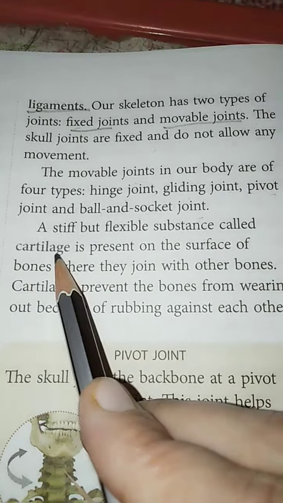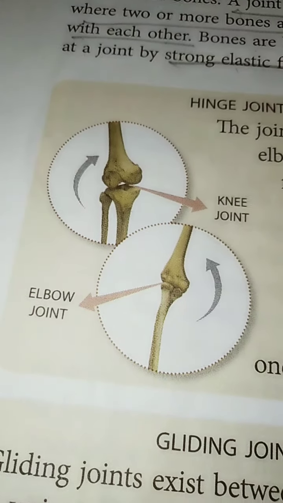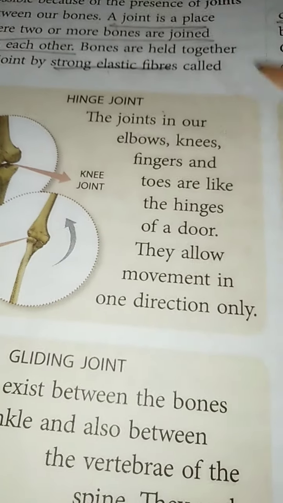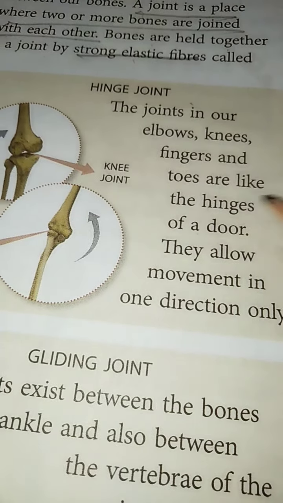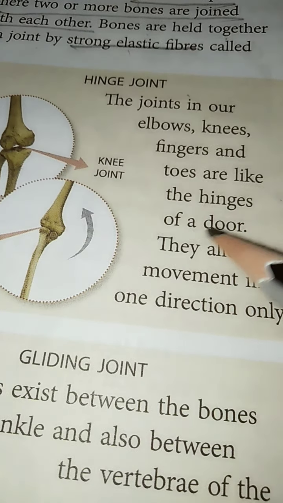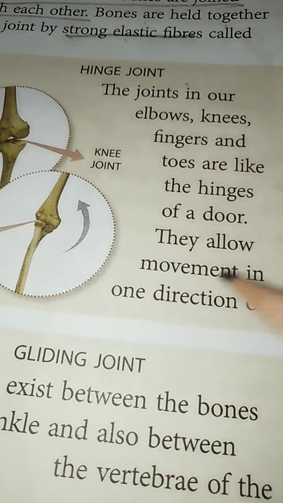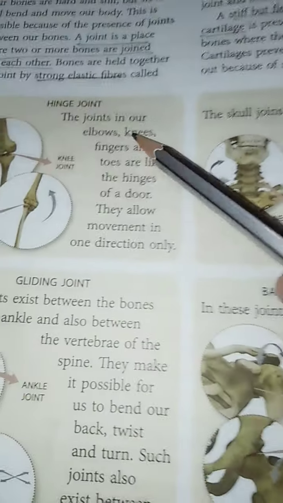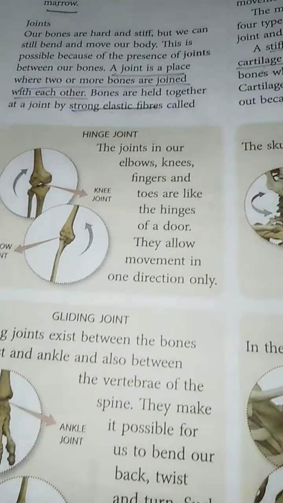Okay. Now let us see joints in detail. First is hinge joint. As you can see in the diagram, hinge joint is there in the knee and in the elbow, fingers and toes. So knees, elbows, fingers and toes, they are like hinges of a door. They allow movement in one direction. Yes, we can move in one direction, not in the opposite direction. So this is the hinge joint.